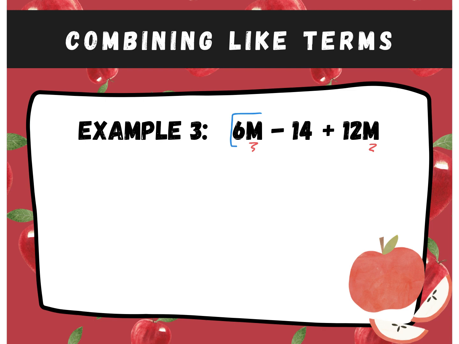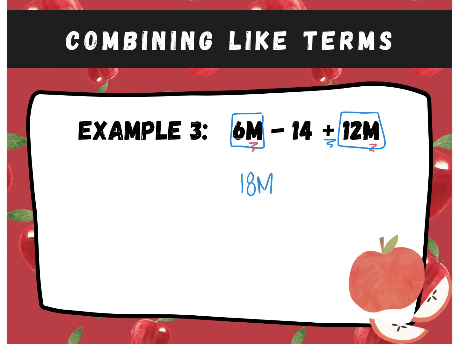I like to box or circle the things that are like terms just to give me a focal point for what it is that I'm dealing with. Now, again, we need to look at the sign in front of each number. The 6m has nothing in front of it, so we can assume it's positive. The 12m has a plus in front of it, which tells me that I am adding that 12m. 6m plus 12m will give me, as I know, 18m.